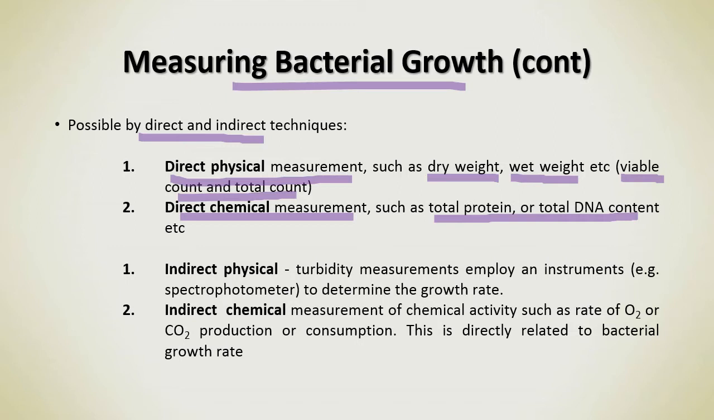Direct chemical measurement is measuring total protein or total DNA in a sample of bacteria. On the other hand, indirect physical measurement is performed by measuring the turbidity of your sample, usually using a spectrophotometer. Regarding the spectrophotometer, we will learn about it in the next slide. Indirect chemical measurement usually measures the chemical activity of the bacteria, such as oxygen or CO2 production or consumption. And this is also directly related to the bacterial growth.